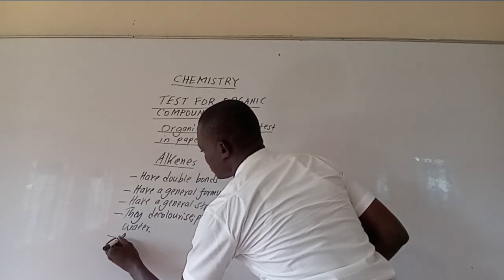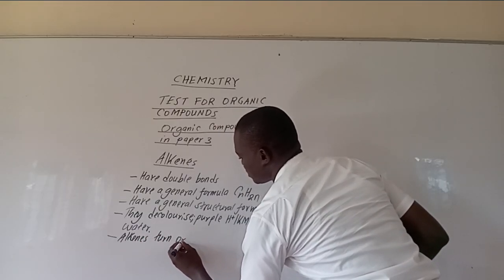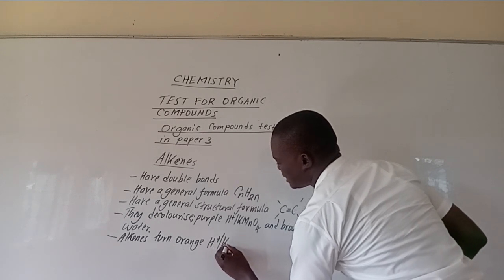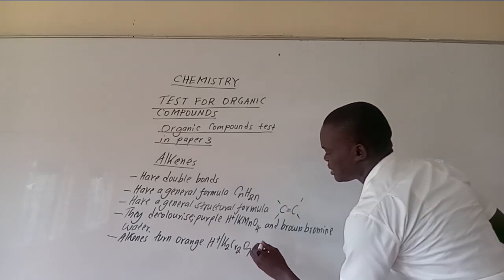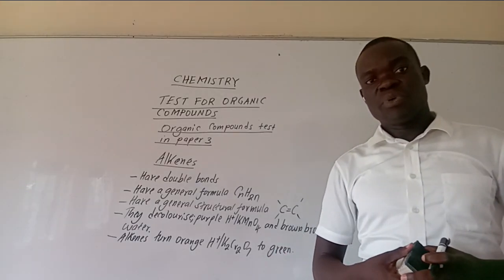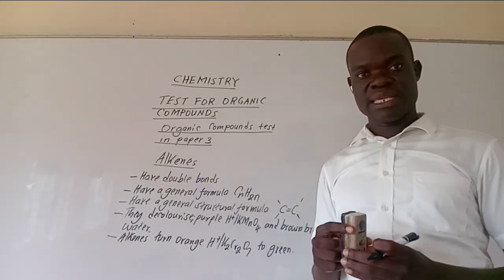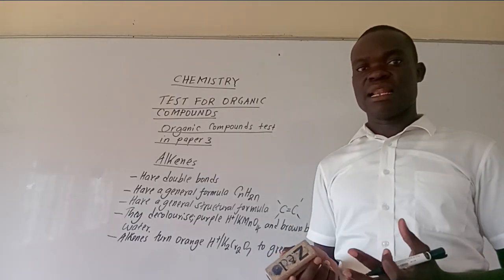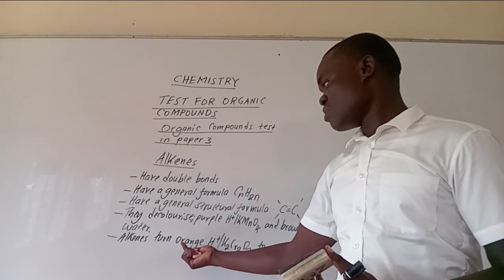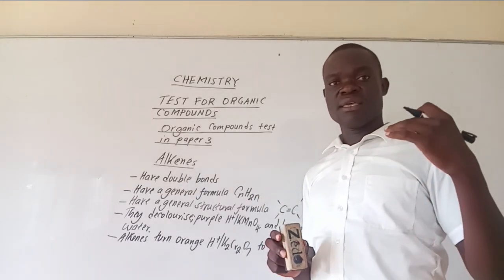Alkenes turn orange acidified potassium dichromate 6 to green. The color of acidified potassium dichromate 6 turns green when we add a few drops of a compound that we suspect to be alkene. So the only way we can know that the compound is alkene or alkyne is when we add a few drops of that solution, and the color changes from orange to green. Then we can say that this structure is present. So this general structure is going to help us write inferences.